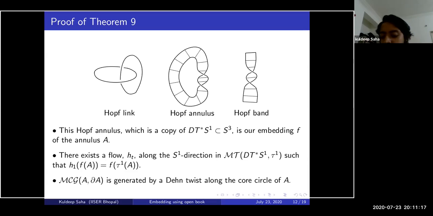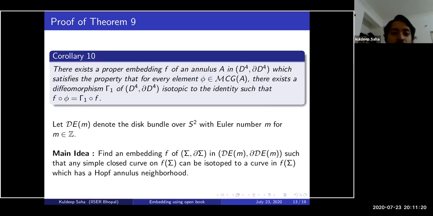And using this, we can show that there exists a proper flexible embedding of the annulus inside D4. So now, before that, we define one more thing, DM. This is the disk bundle over S2 with Euler number M.